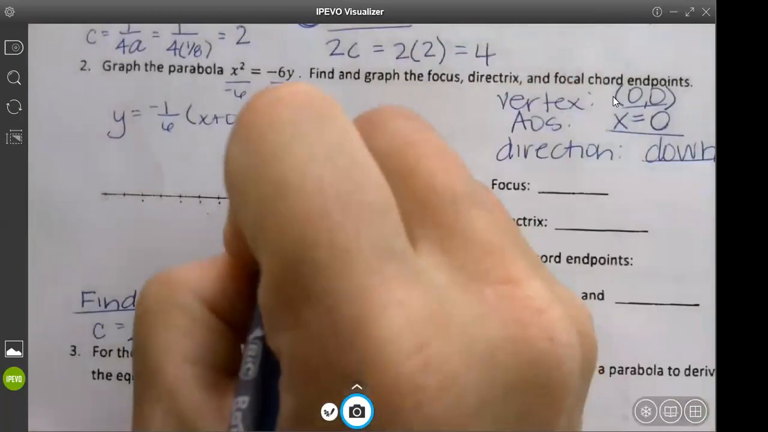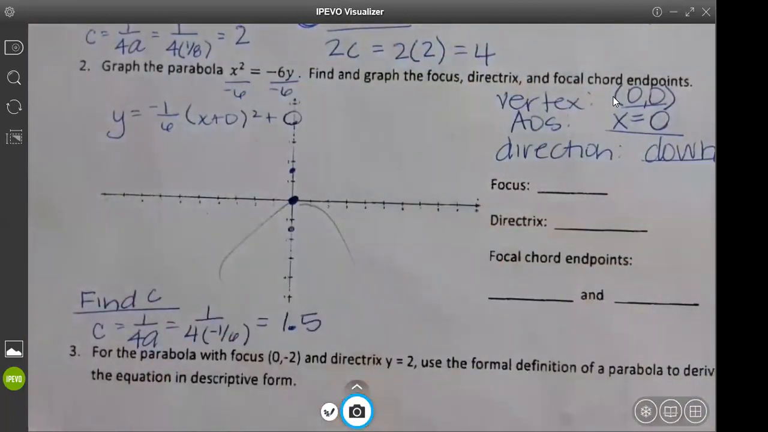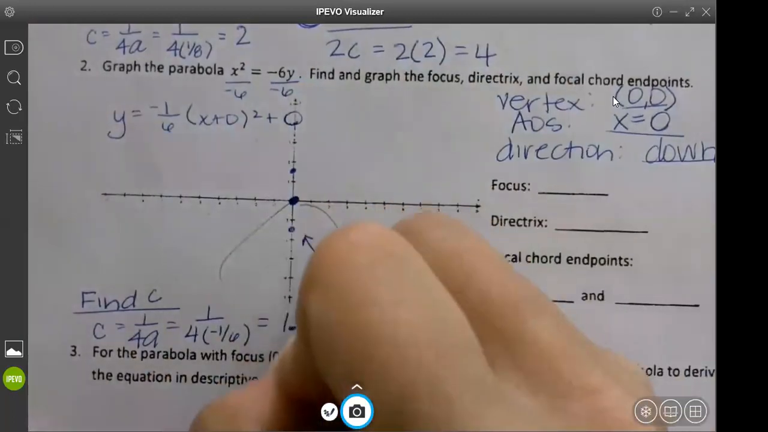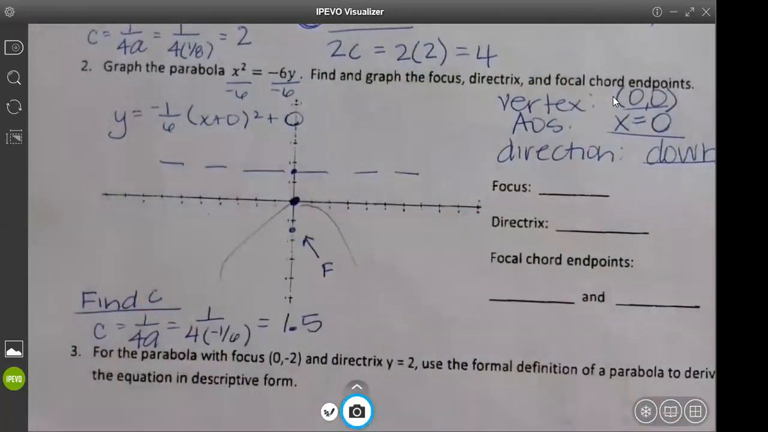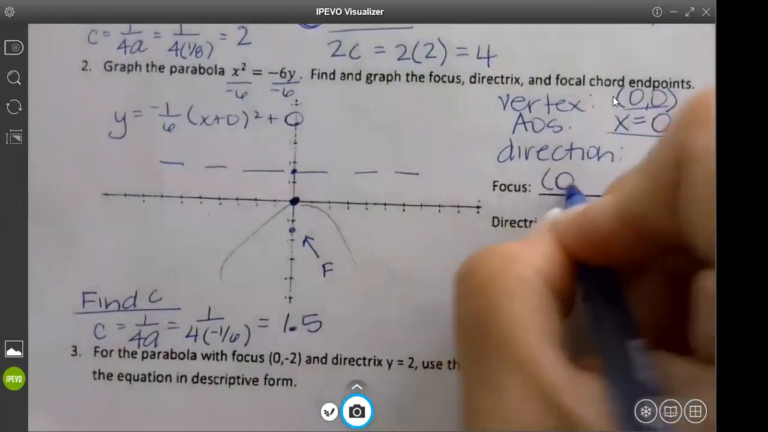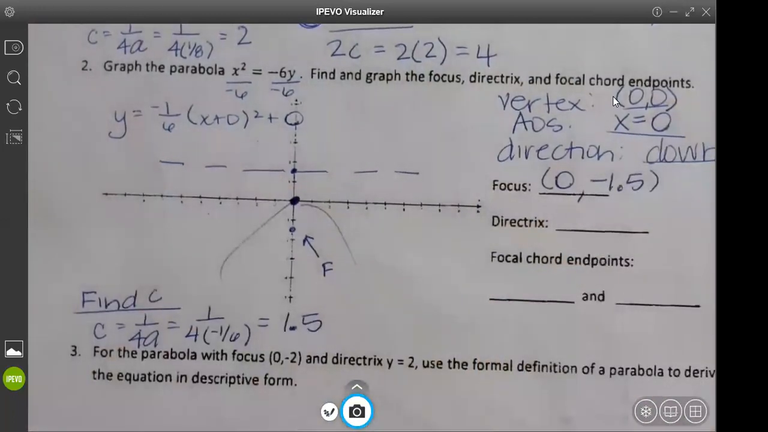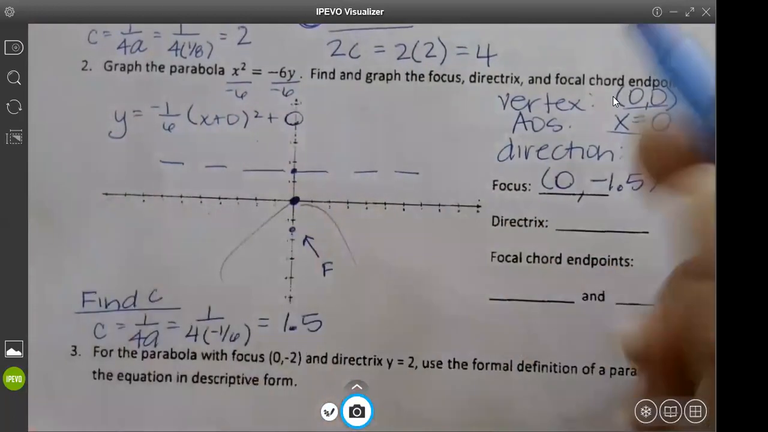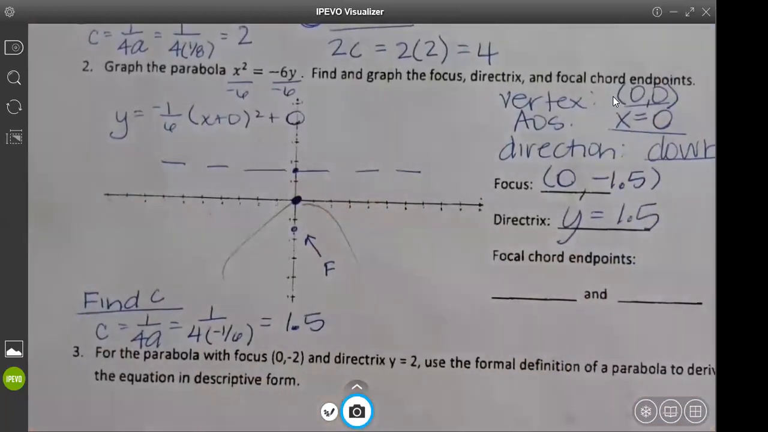We're going to go up and down 1.5. The focus is inside. The directrix is outside. What is that focus point? I went over none and down 1.5. Your directrix crosses the y-axis at positive 1.5.